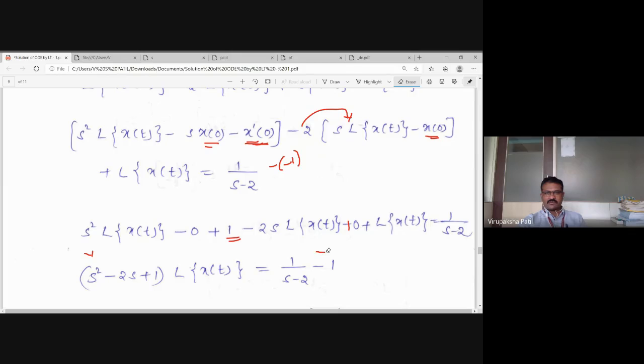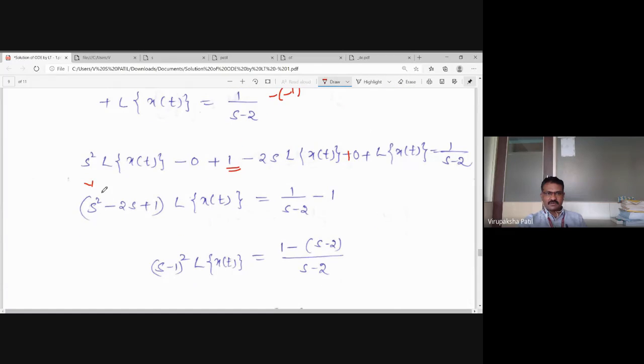Then what happens next? This term can be written as s minus 1 whole square, because it is of the form a square minus 2ab plus b square, which is of the form a minus b whole square. Here b is equal to 1, so you can write this as s minus 1 whole square. Now in this case we will take the LCM, which will be s minus 2. If you take the LCM, it becomes 1 minus, and you will get s minus 2 there.